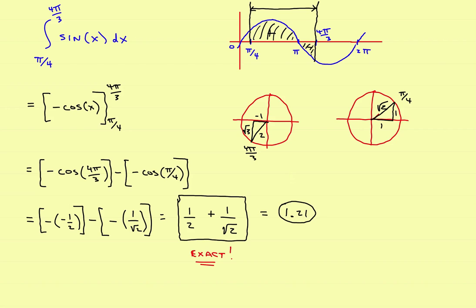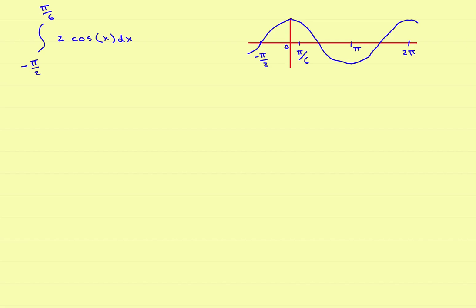Now, let's take a look at another example. What this one is, we want to find the antiderivative of 2 times the cosine of x from negative pi divided by 2 to pi divided by 6. First of all, here's a cosine graph over here, so let's take a look at what this is going to look like.